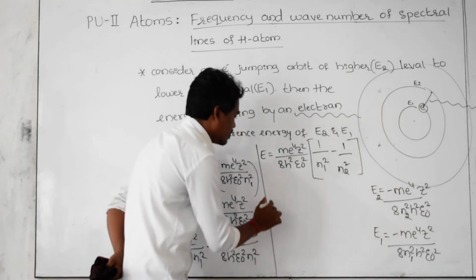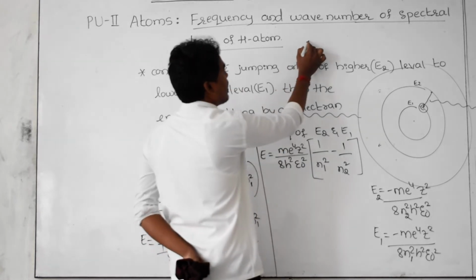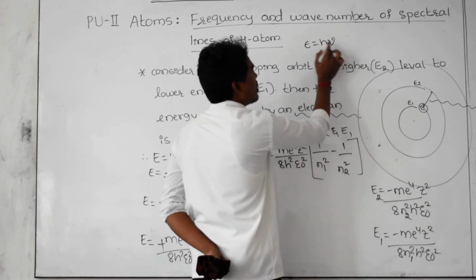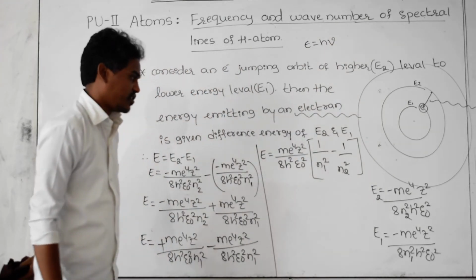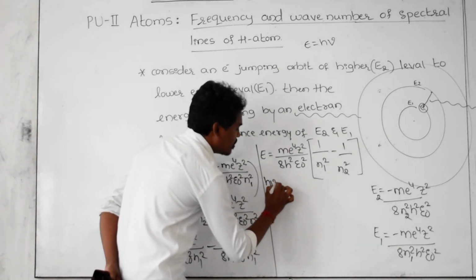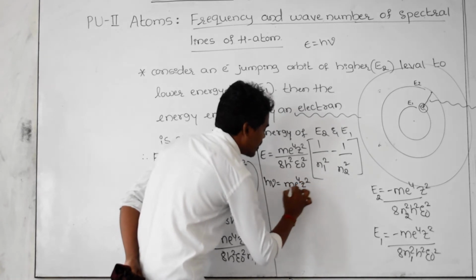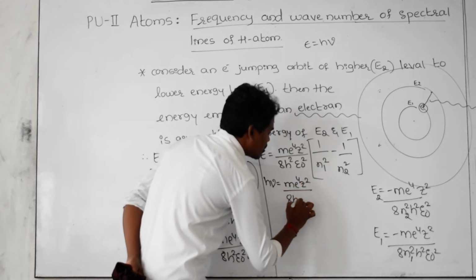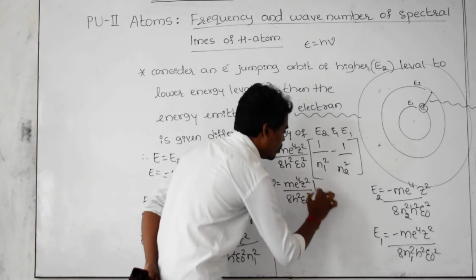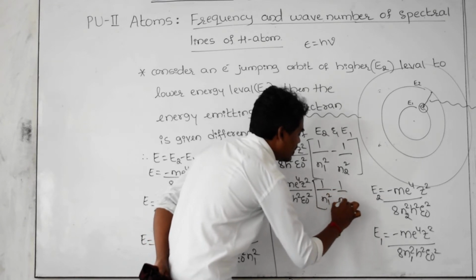And next, we know that E is equal to h nu. We know that E is equal to what? That is h into nu, where h is Planck's constant and nu is the frequency of radiation. Then E can be written as h into nu, and this is equal to m e raised to 4 z square divided by 8 h square epsilon naught square into 1 by n1 square minus 1 by n2 square.